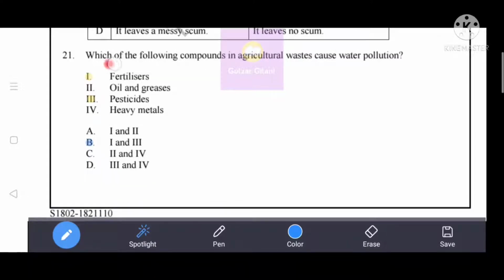Next question. Which of the following compounds in agricultural waste cause water pollution? Fertilizers, oil and greases, pesticides, heavy metals. Among these, the correct compounds are number 1, fertilizers, and number 3, pesticides. That's why option B is the correct answer. 1 and 3 are the compounds which cause water pollution, that is fertilizers and pesticides. Means option B is the correct answer.